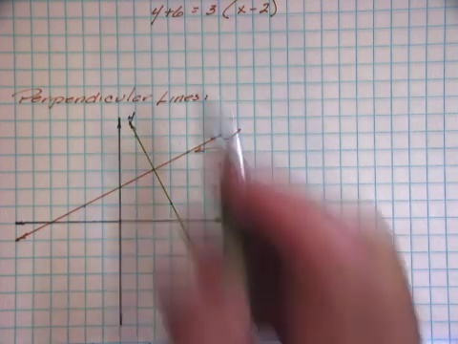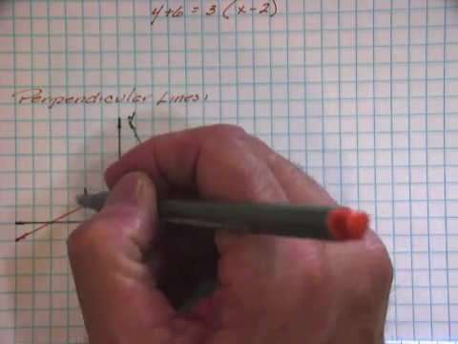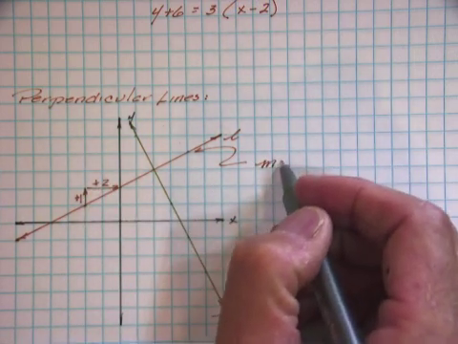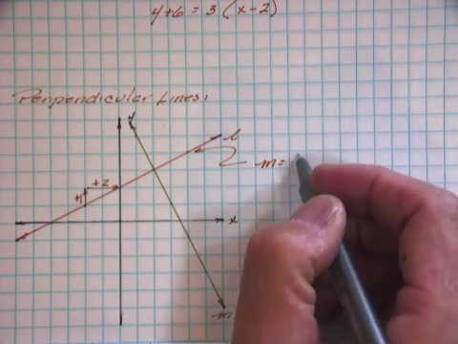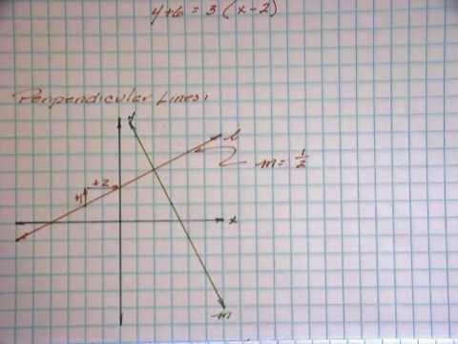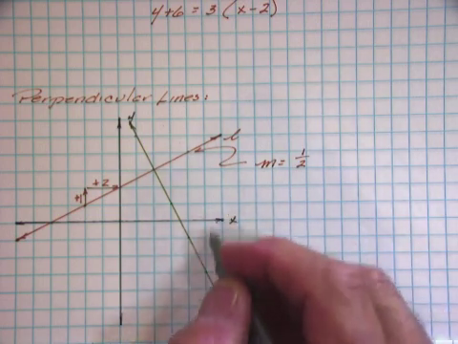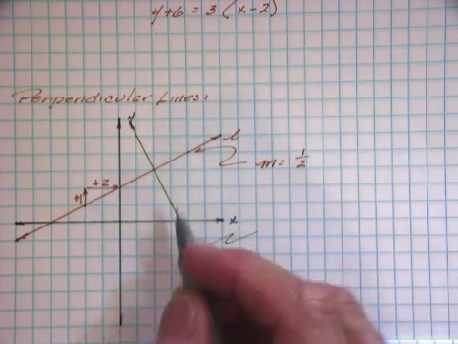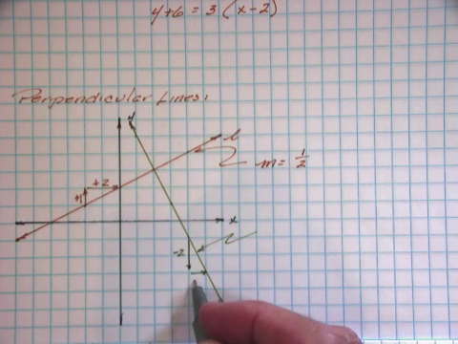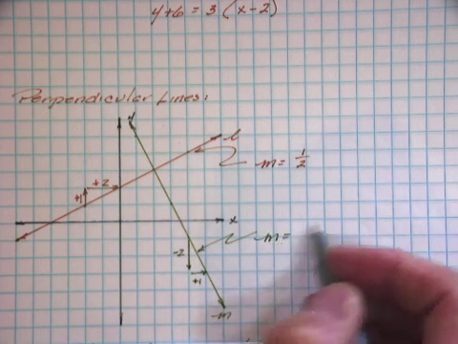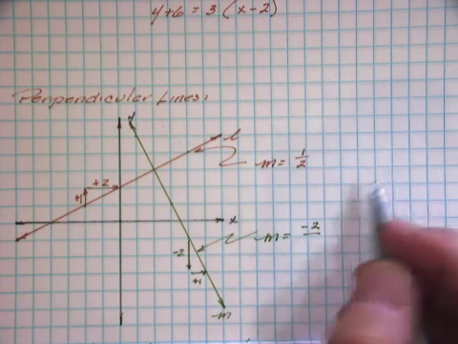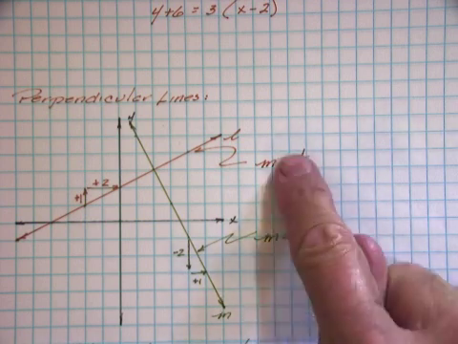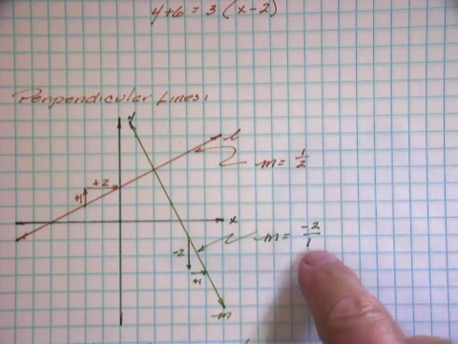So let's figure out the slopes. Let's do line L first. This is up 1, a rise of 1, and a run of 2. So the slope equals rise over run, that's 1/2. Then let's do this one, where instead of going up 2, it's going down 2, and it's running 1. So the slope equals rise, negative 2, over the run, which is 1.